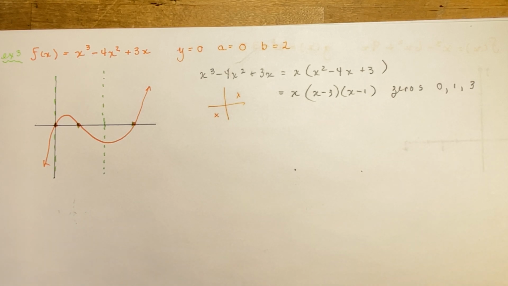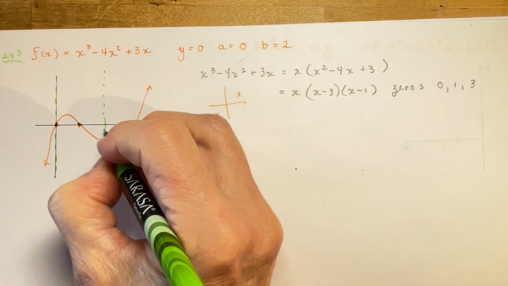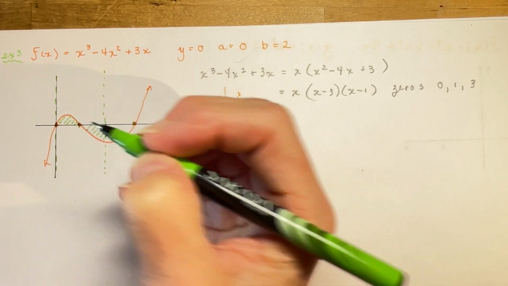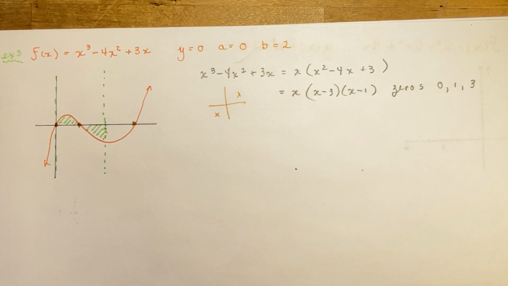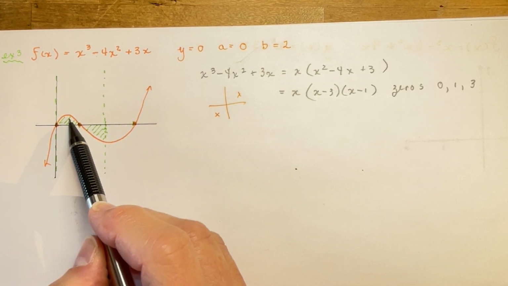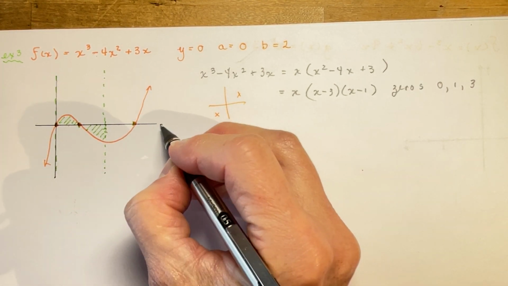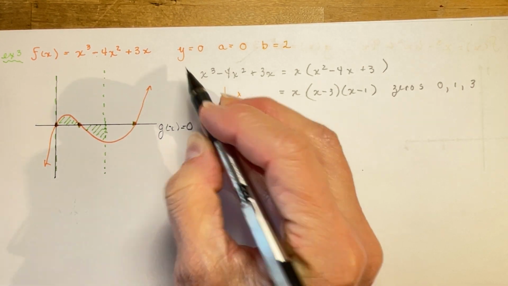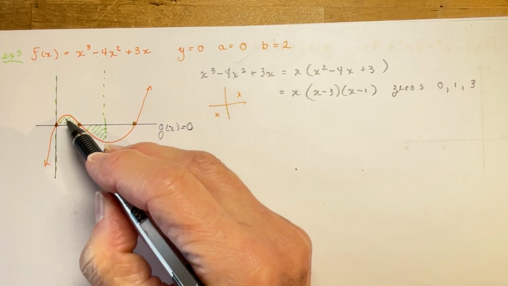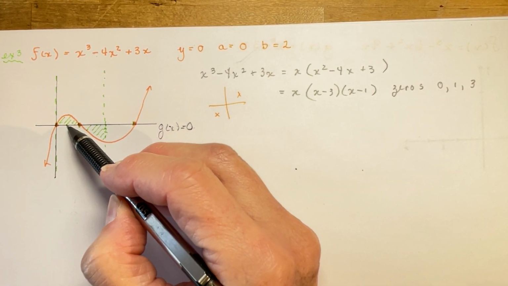So this is my 2 here, right in between. So I'm looking for this area plus this area. Okay, so I need to know which function is above and which function is below. And I think you can see that between here and here, f(x) is above g(x), because g(x) equals 0, y equals 0, that's my lower function. So in the first case, I'm doing f(x) minus g(x).